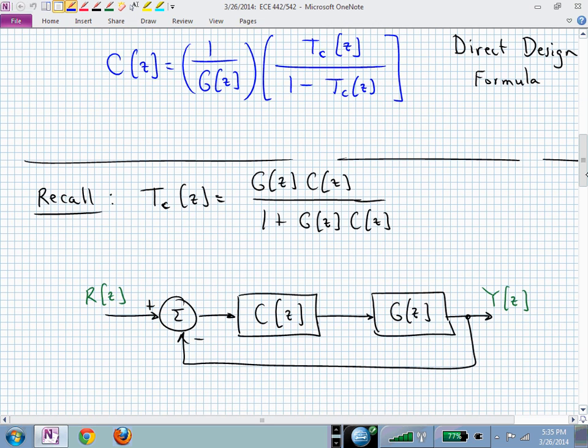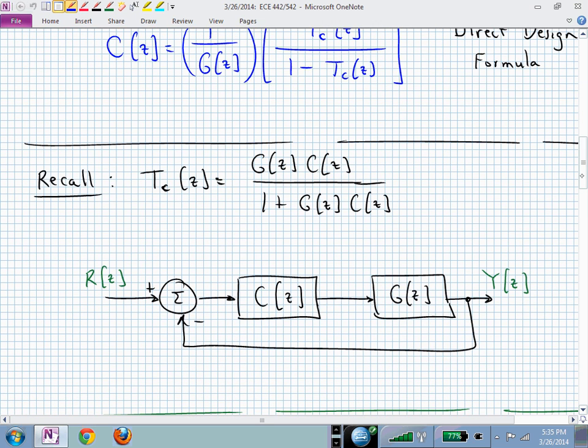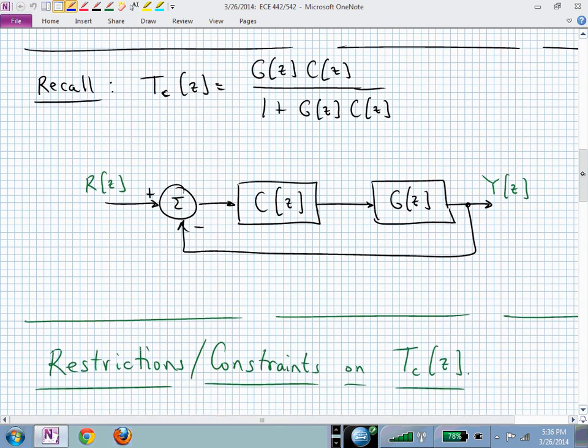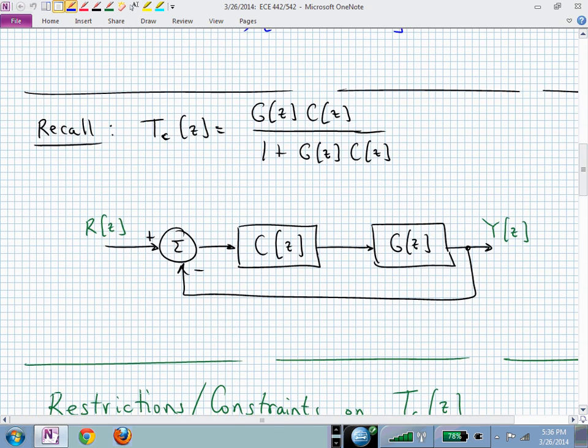Just as a recall, there's what T sub C of Z is in terms of its parameterized form relative to the controller, C of Z, and the plant, G of Z. So we have to have already constructed this G of Z, and that might be from a zero-order hold of an analog plant, and you now know how to find that, how to find the zero-order hold equivalent. This is how the controller and the plant are connected, and that allowed us then to really just solve for C of Z from that relationship.